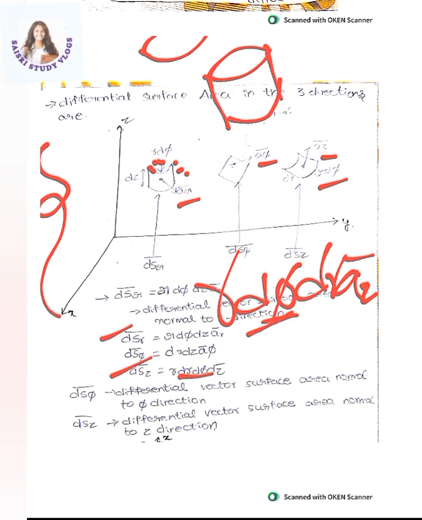So ds phi is equal to the differential vector surface area normal to the phi direction, and ds z bar is the differential vector surface area normal to the z direction. So this is the cylindrical coordinate system.